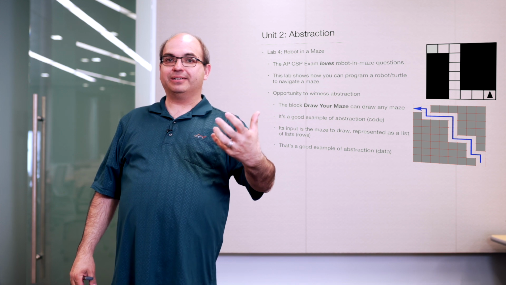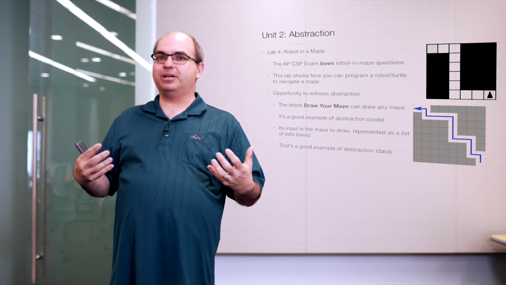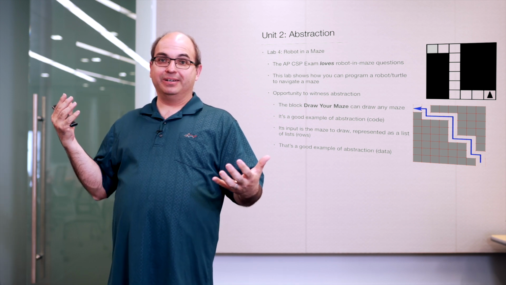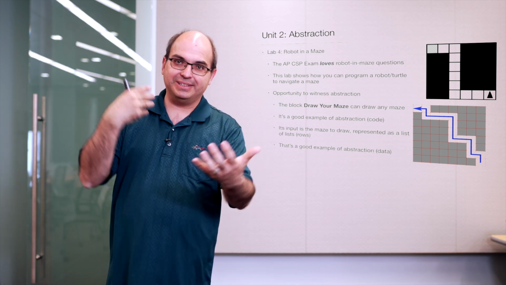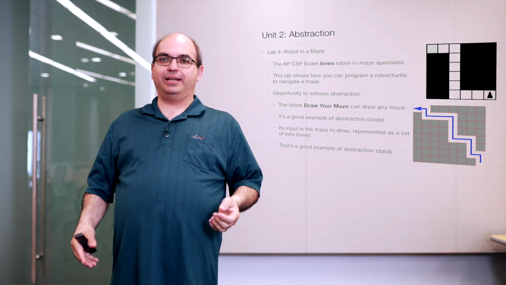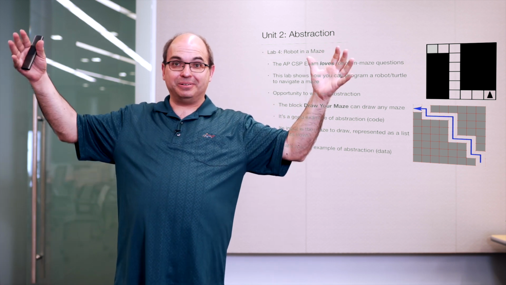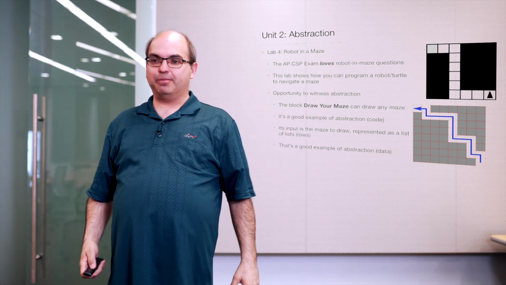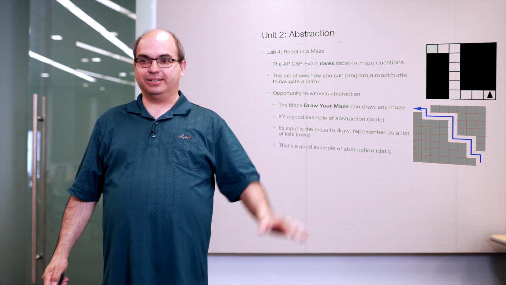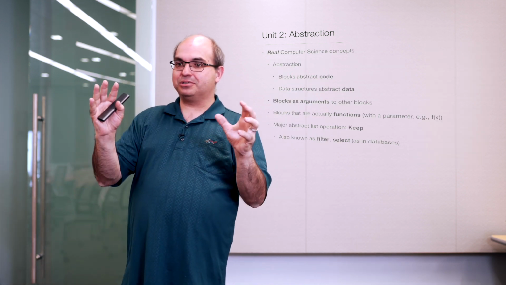The code is abstracted. It's a block, right, of code that draws the maze. It's also a good example of abstraction from the data perspective. The code doesn't have to be all that smart because the data tells it the information it needs to know, right? So all of that is good. And of course, they encourage you, in fact, they ask you to open up the definition of the block so you can see how it happens inside, okay? Great, great lesson.